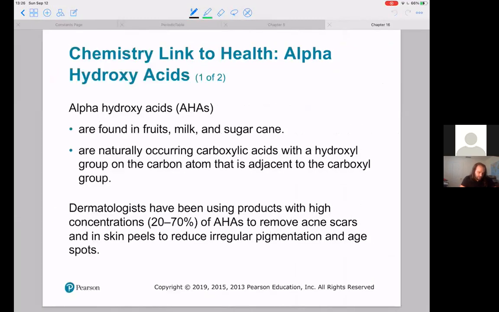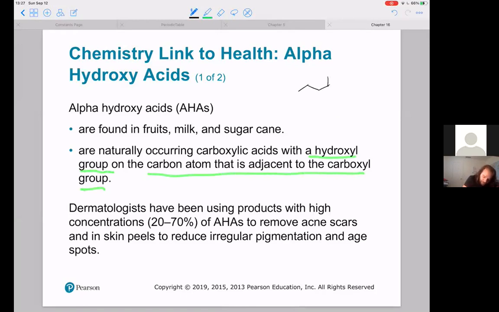In terms of biochemistry, there's one class of carboxylic acids that tend to be particularly important, and these are called alpha-hydroxy acids. They're found in fruit as well as milk, sugarcane, and these are carboxylic acids. Again, they're naturally occurring, and they have a hydroxyl group on the carbon atom that is adjacent to the carboxylic acid group. So what do I mean by that?